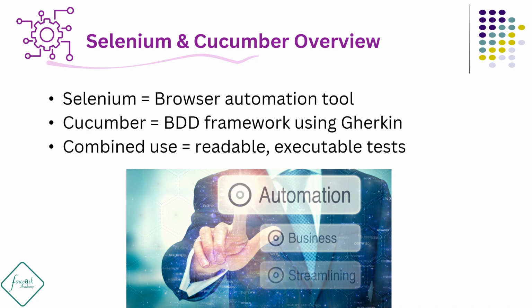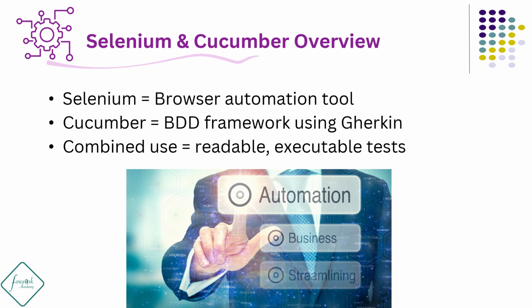Selenium and Cucumber overview. Now, let's understand the role of these two powerful tools in an automation testing strategy. Selenium is a widely used browser automation tool. It allows us to simulate user actions on web applications, like clicking buttons, entering text in input fields, selecting from drop-downs, etc. It supports multiple browsers like Chrome, Firefox, and Edge, and can be written in languages like Java, Python, and JavaScript.